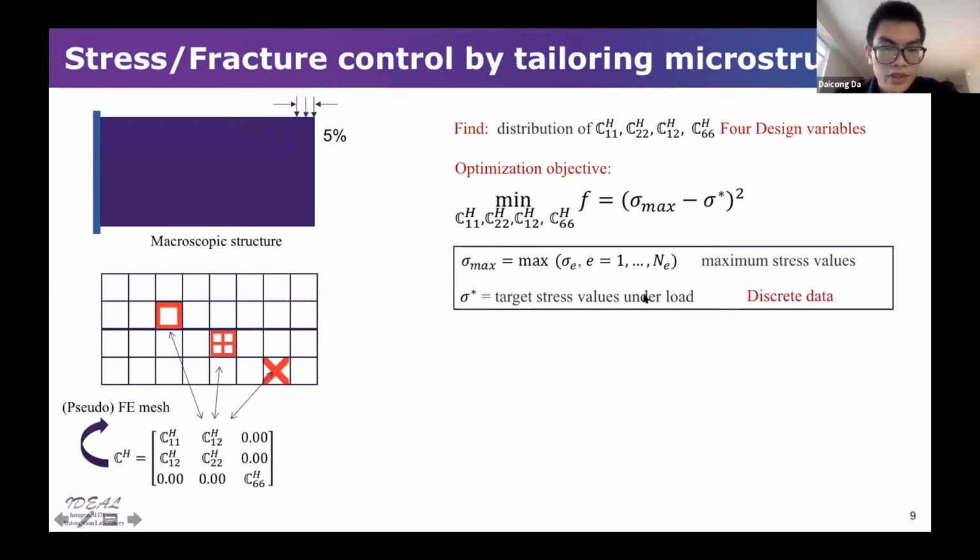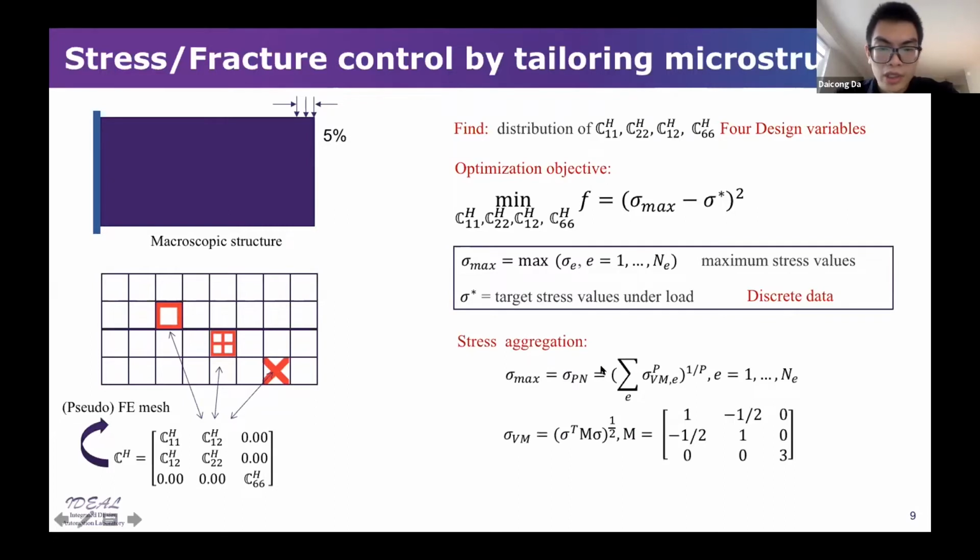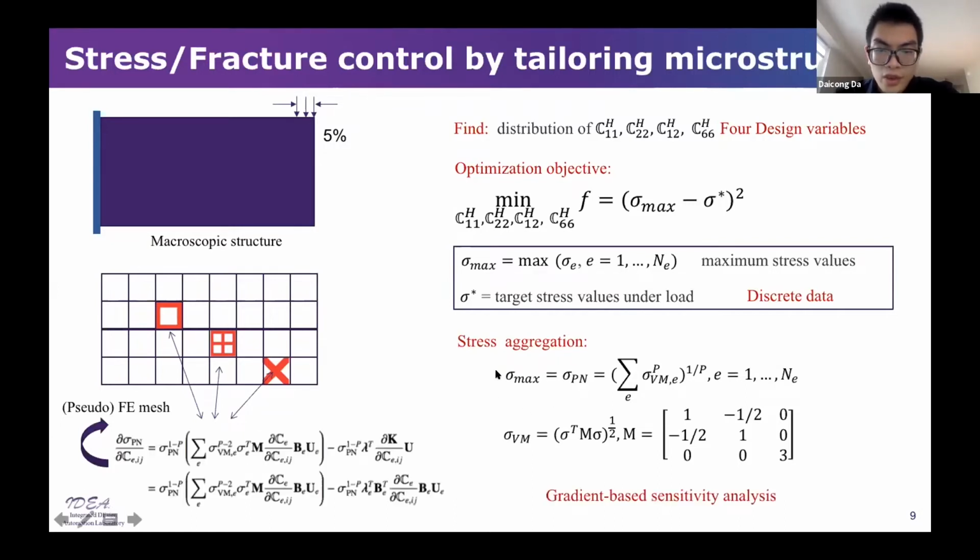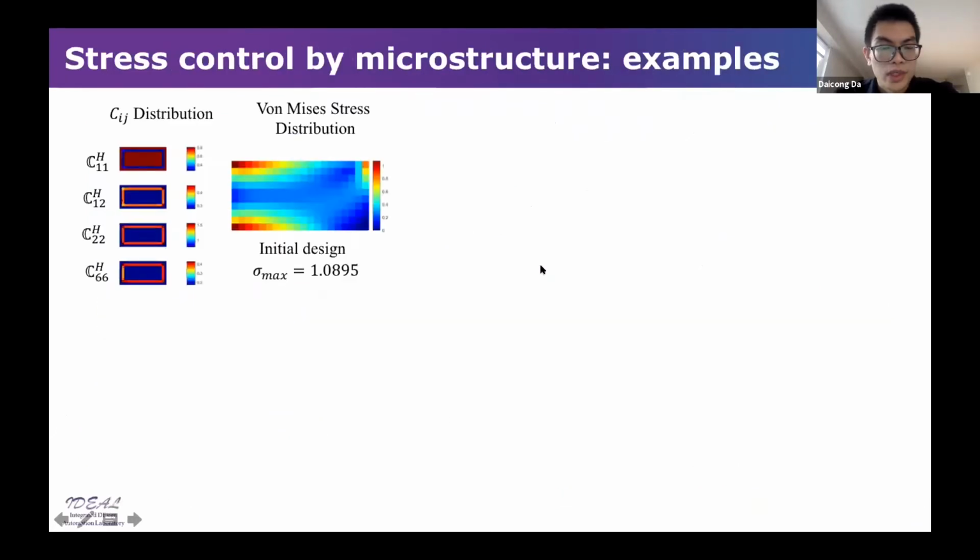And both of these two values are discrete data, so it cannot be differentiable. So we use a classical p-norm aggregation function to aggregate the maximum stress. And by doing the gradient-based sensitivity analysis, we can get the full sensitivity. Here, I do not give the full detail and just give the final description. So with this sensitivity analysis and the objective function, we do the topology optimization of this stiffness tensor component distribution.